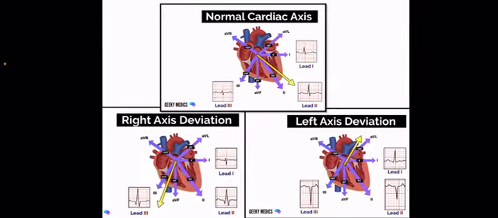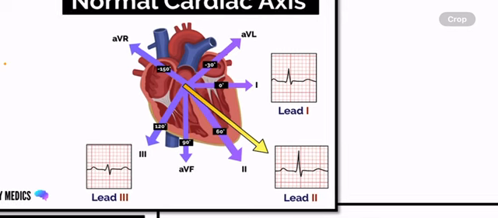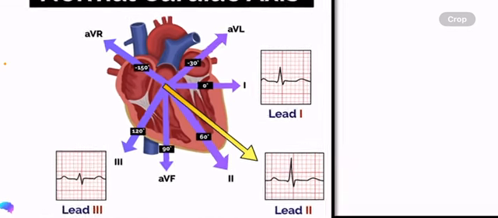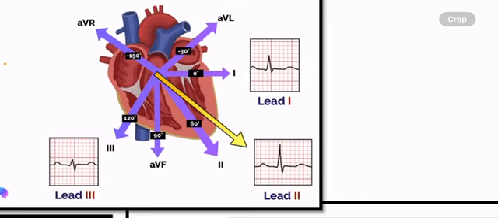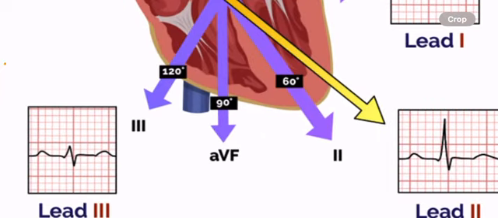You can see in this figure, this is normal cardiac axis. How do you know? Because lead 1 is positive, lead 3 is positive too. Of course, we have to calculate the downward deflection also.